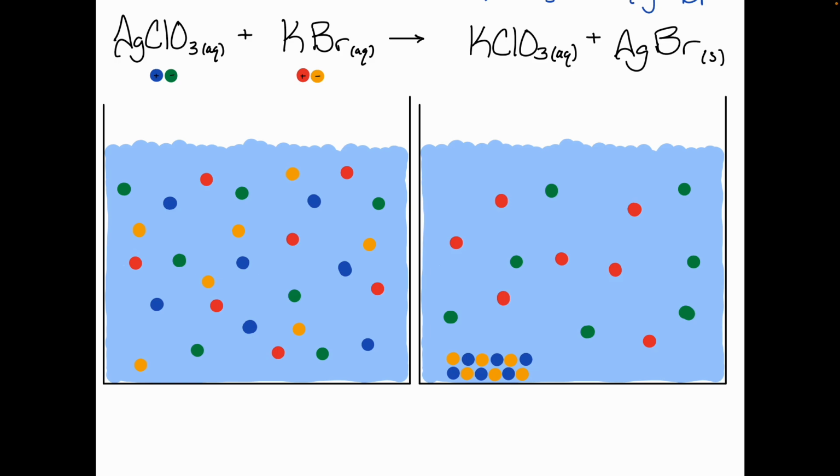All right, so in this reaction, we had all these ions, and they used to be floating around all happy and individual, but as soon as a silver and a bromide find one another, they're going to stick together and form this solid that will start to collect at the bottom of our beaker, this precipitate.